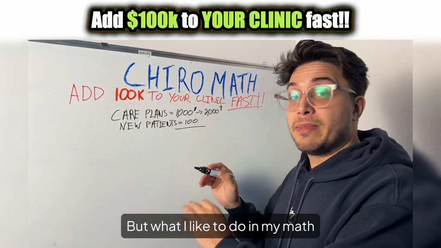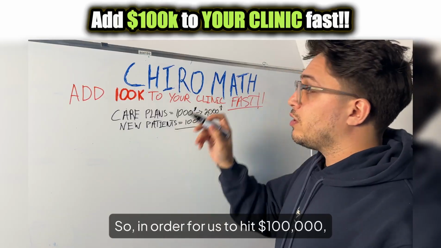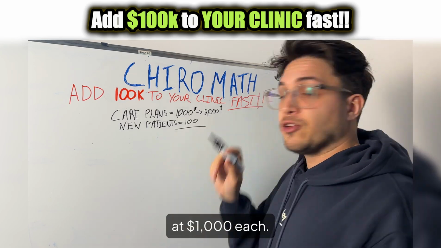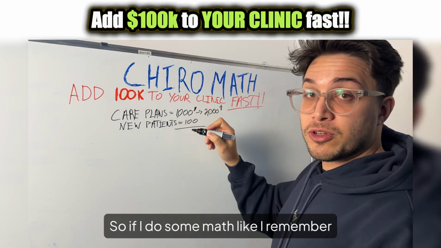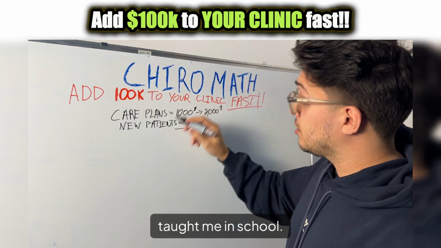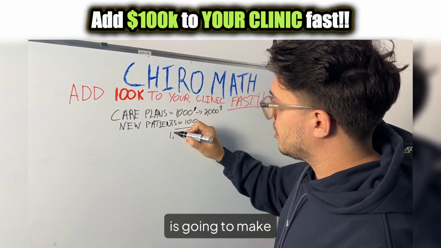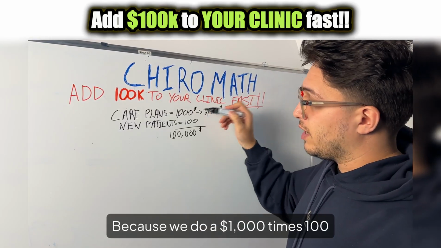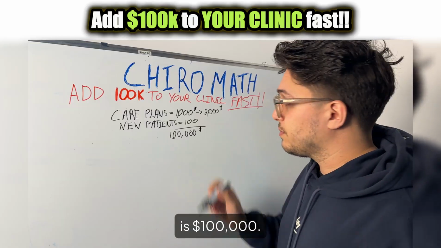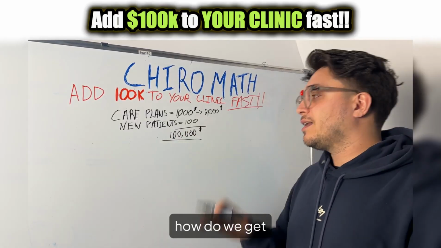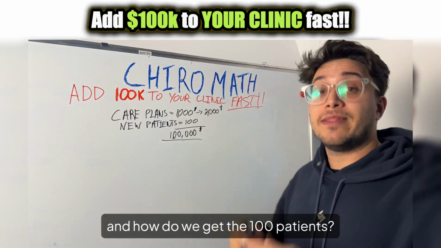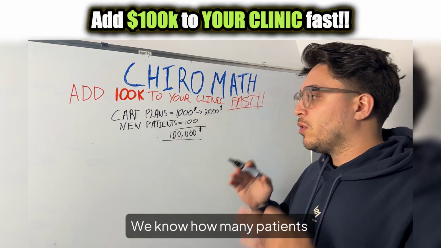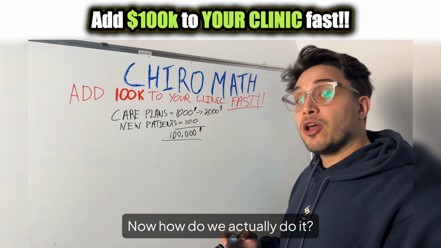But what I like to do in my math is to keep things simple. So in order for us to hit $100,000, we need to get 100 new patients at $1,000 each, correct? So if I do some math, like I remember my good math teacher taught me in school, right? So this is going to make 100,000 extra dollars, right? Because 1,000 times 100 is 100,000. So how do we get the 100,000 and how do we get the 100 patients, right? So everything is a game of math when it comes to marketing. Well, we know how many patients we need to get. Now, how do we actually do it?